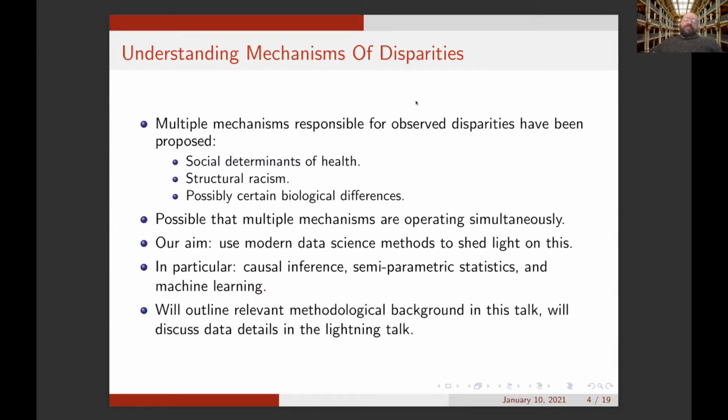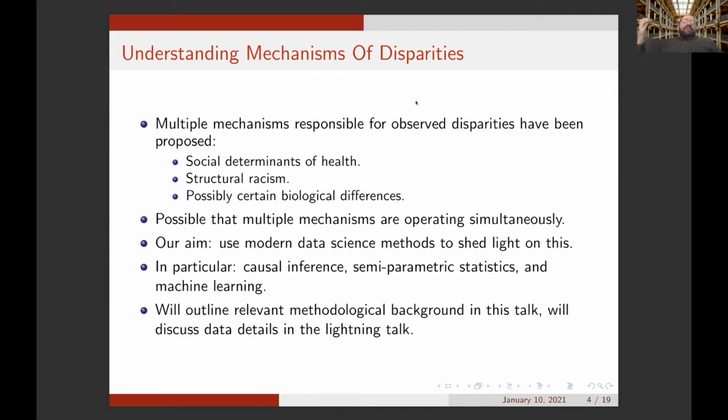Multiple mechanisms responsible for these observed disparities have been proposed. Dr. Cooper spent quite a bit of her talk discussing social determinants of health, of which there are many, and they could lead to various important comorbidities. So it's known that things like hypertension, diabetes, and possibly asthma are important comorbidities, and those can be affected by various determinants. Of course, there's structural racism, which we know is a significant problem in healthcare delivery. It is also possible, it cannot be ruled out, that there are certain relevant biological differences that are responsible for some of the outcome differences that we're seeing.